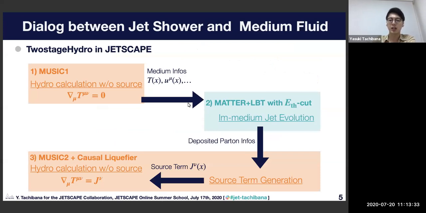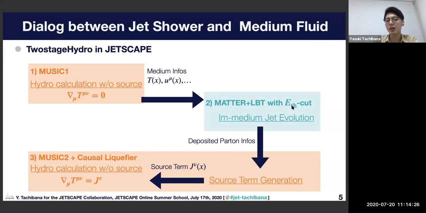In two-stage hydro, you can specify this option in XML. In this two-stage hydro, we do hydro simulation twice. First we simulate the medium evolution by solving the hydro calculation without source term, and we pass the information of the medium profile evolution, for example temperature or flow velocities. The hydro profiles are passed to the second simulation. The second simulation is the jet shower evolution. So with that background information, we can simulate in-medium jet evolution.